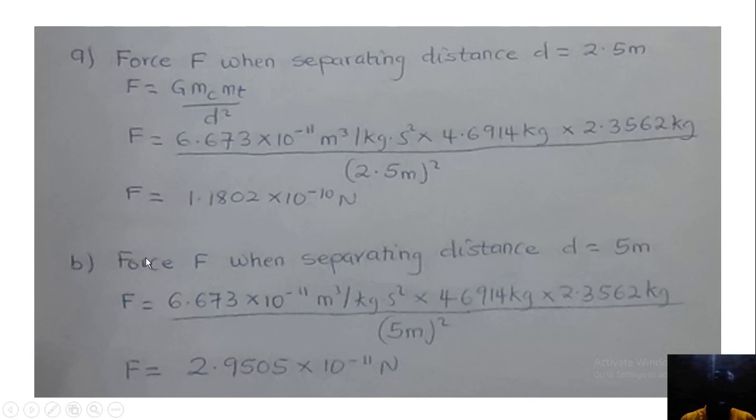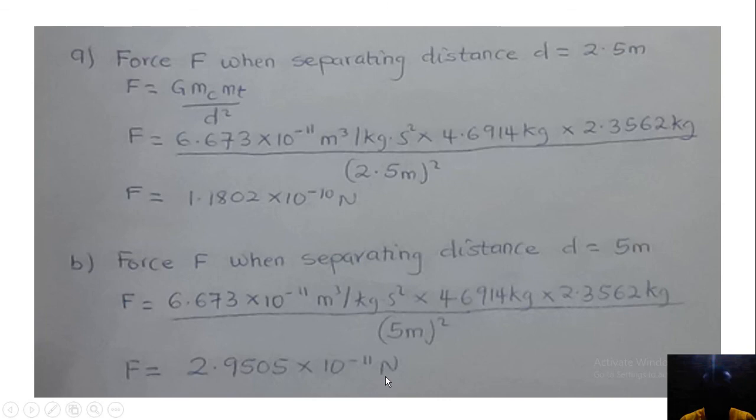Then the second part of the question is asking us to calculate the force when the separating distance d equals 5 meters. Now you slot in the values of G, which you know to be 6.673 times 10 exponent negative 11, the mass of copper 4.6914 times the mass of titanium 2.3562, all over the separating distance squared, which is 5 squared. Then when you punch your calculator well, you should get 2.9505 times 10 exponent negative 11 Newton.